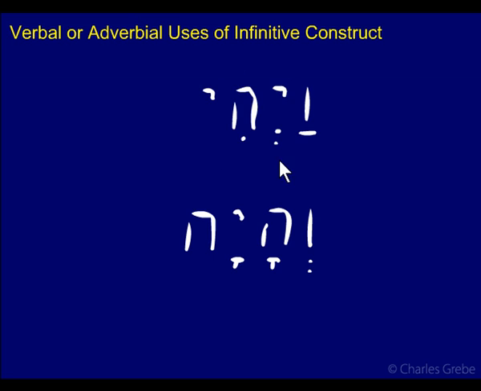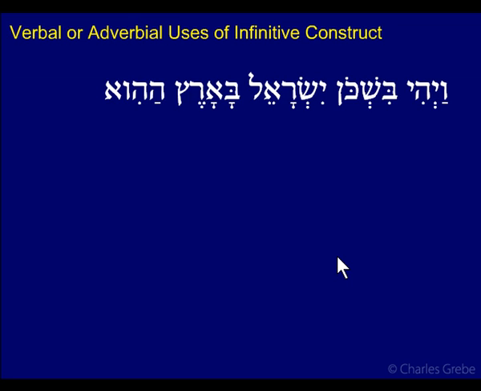This means, literally, and it happened, and this could be translated, and it will happen. But it's best not to actually translate them. Just use them to mark mentally in your mind, okay, over here we're in the past, therefore translate our verb in the past, and vice versa, we're in the future, translate the verb in the future. So let's look at some examples of these together with our infinitive constructs, together with bet or kaf.